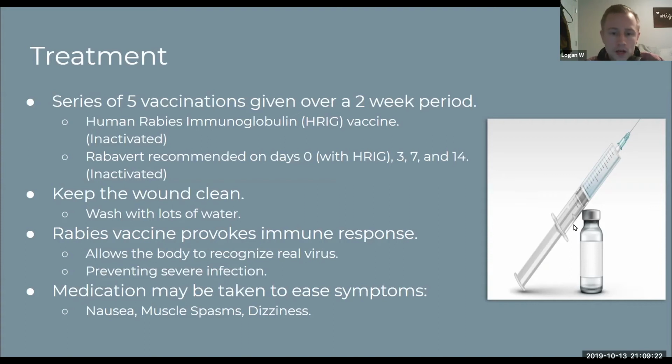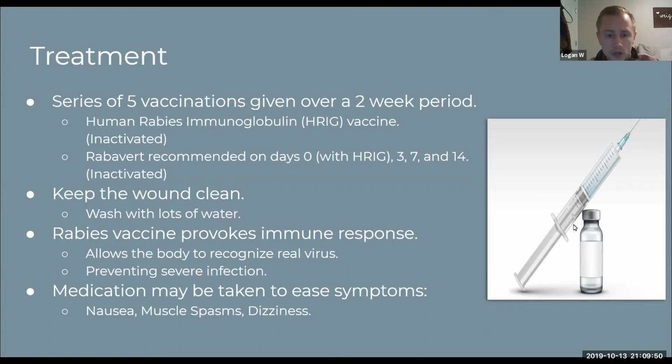Healthcare workers and others who are at high risk may receive vaccines as prevention, but the general population should only receive them as treatment after suspected exposure. The patient must begin treatment immediately. The only treatment with a 100% success rate is administration of 5 vaccines over a 2-week period. These shots are administered on days 0, 3, 7, and 14.